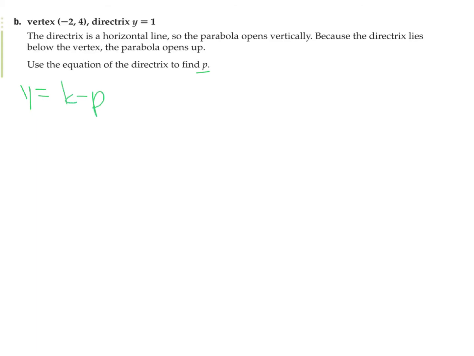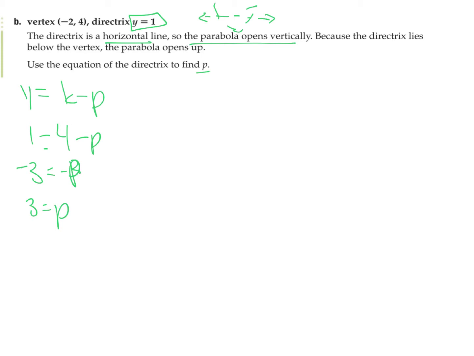The reason why we're doing that is because the directrix is a horizontal line, so our parabola opens vertically. That's how we get this y equals k minus P. So if we see 1 equals 4 minus P, that gives us negative 3 equals negative P, and so 3 equals P.